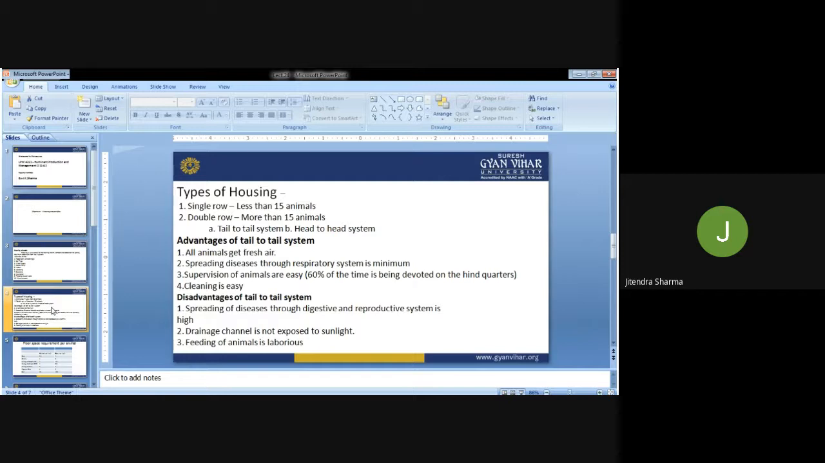So we have discussed that the advantages of the tail-to-tail system become the disadvantages of the face-to-face system, and the disadvantages of the tail-to-tail system become the advantages of the face-to-face system. So like that we have discussed this.